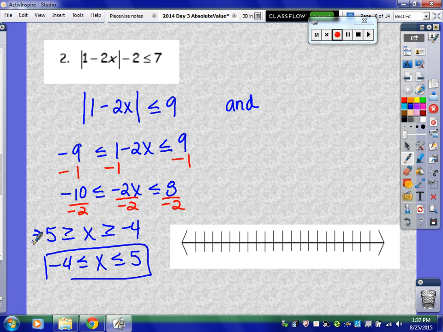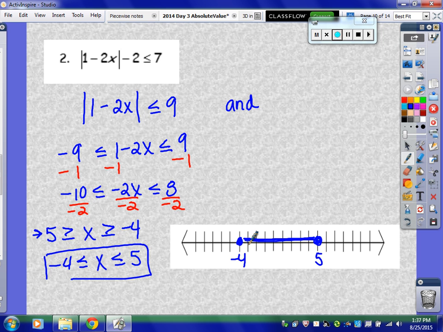Alright, so pick a spot for negative 4. What are we? We're closed. So we're going to close it at negative 4. 3, 2, 1, 0, 1, 2, 3, 4, 5. We're still closed at 5. And we're everything in between. Ands point in, ors point out. All this stuff you have to remember.